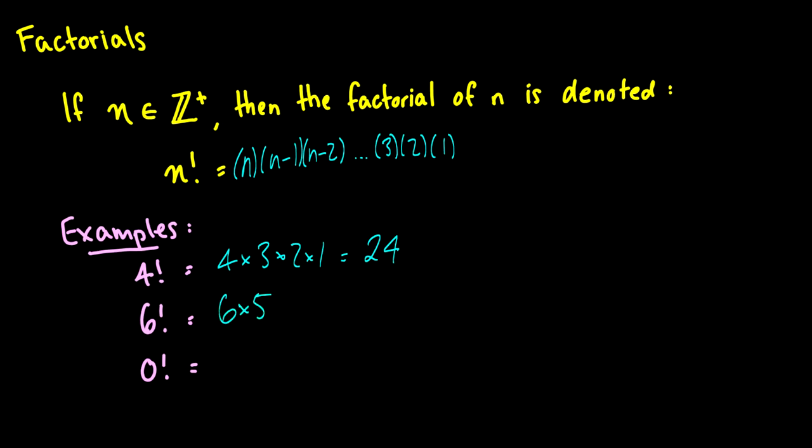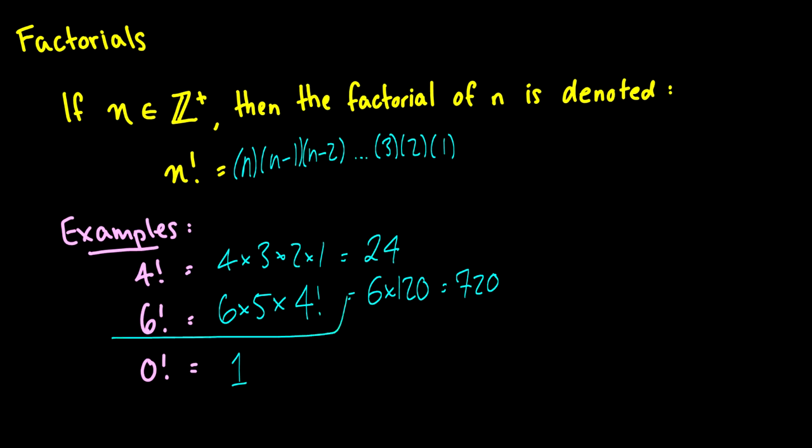6 factorial is 6 times 5 times, interesting thing here, we can just write 4 factorial, since 4 factorial implies 4 times 3 times 2 times 1. Why write it all out? We can say 6 times 5 times 4 factorial. We already know 4 factorial is equal to 24, so this is going to be 6 times 5 times 24, which is 120, which 6 times 120 is 720. And the only interesting thing here about 0 factorial is that we just assume this is equal to 1.